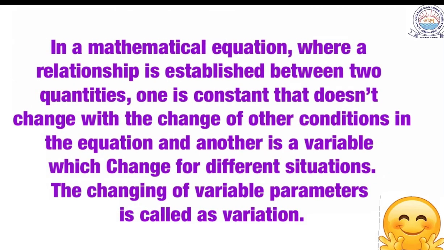In a mathematical equation where a relationship is established between two quantities, one is a constant that doesn't change with the change of other conditions in the equation, and another is a variable that changes for different situations. The change in variable parameters is called variation.